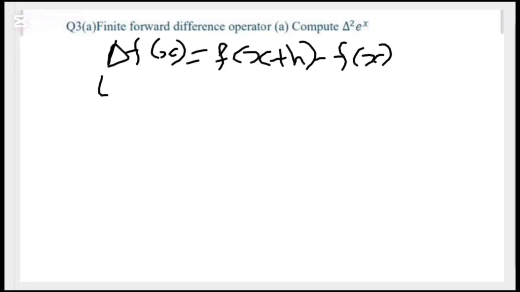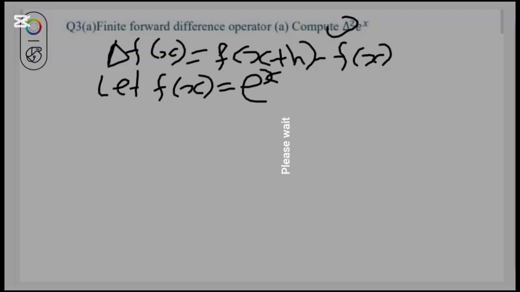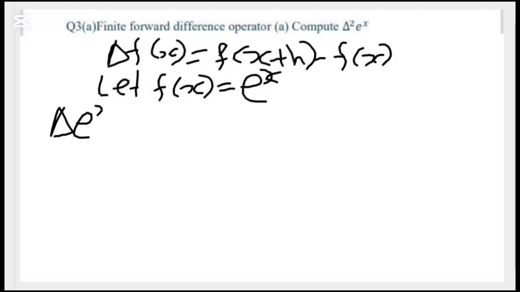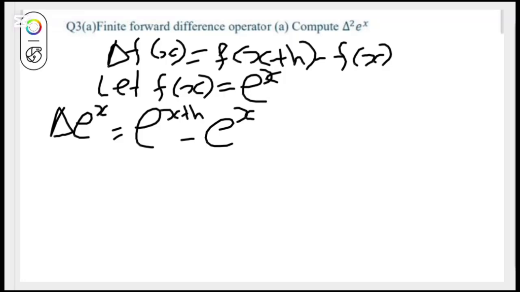So let me let f of x be e to the power of x, and for d square, before d square I have to say the d, which is d of x. It is the same thing as you can see, d of x plus h, minus e to the x, and therefore it will be equal to 1.